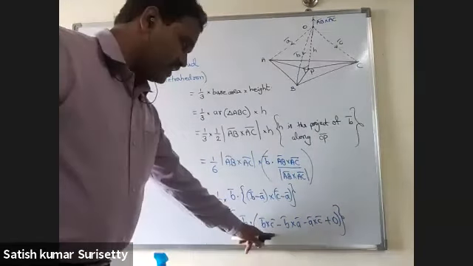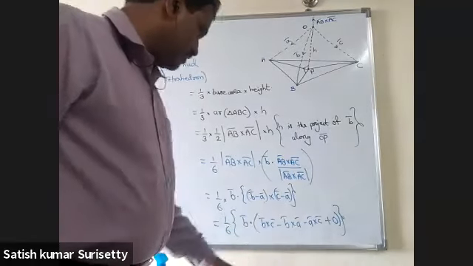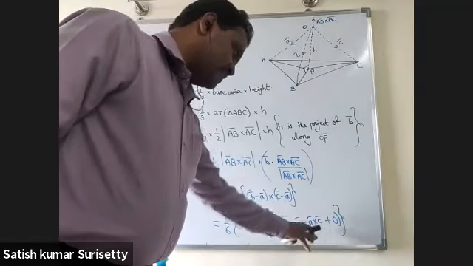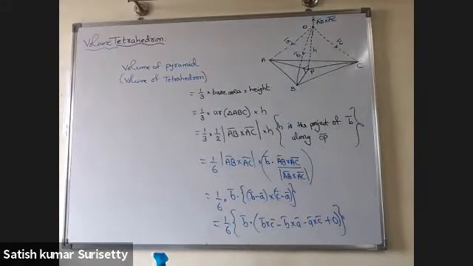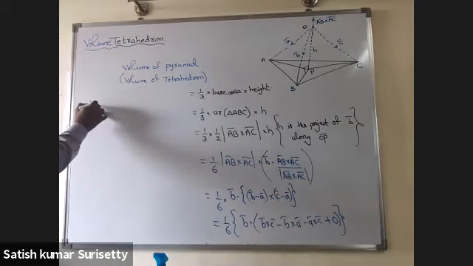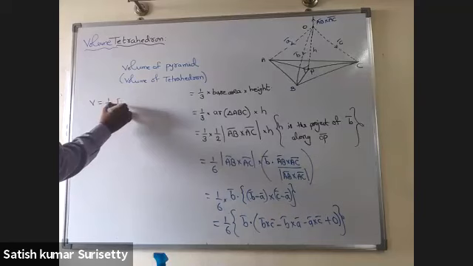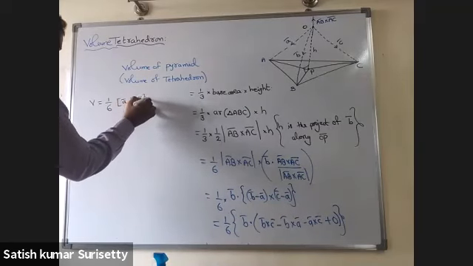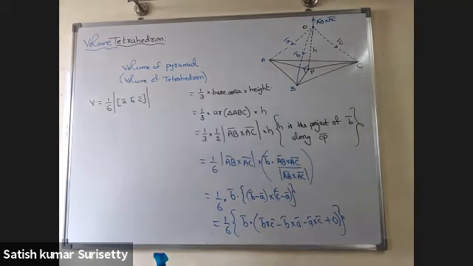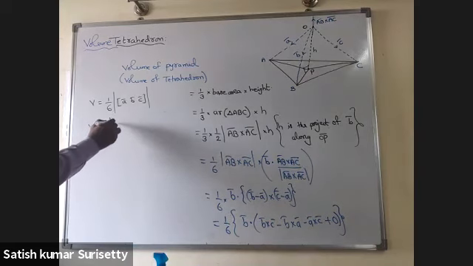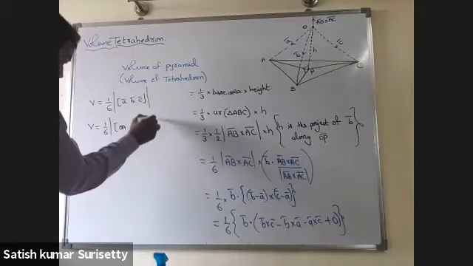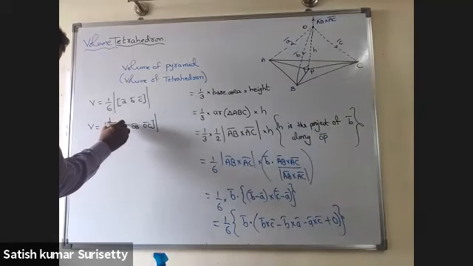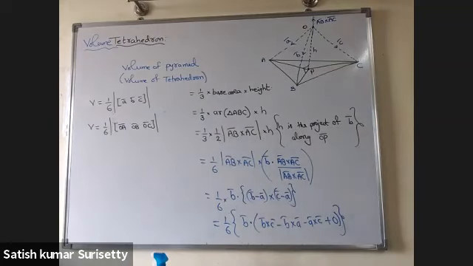So B bar dot B bar cross A bar will be 0. Now B bar dot A bar cross C bar with minus sign, which will be same as scalar triple product of A, B, C. So volume of tetrahedron is 1/6 modulus of scalar triple product of A bar, B bar, C bar, that is 1/6 modulus of scalar triple product of OA bar, OB bar, OC bar. Here O is the origin.